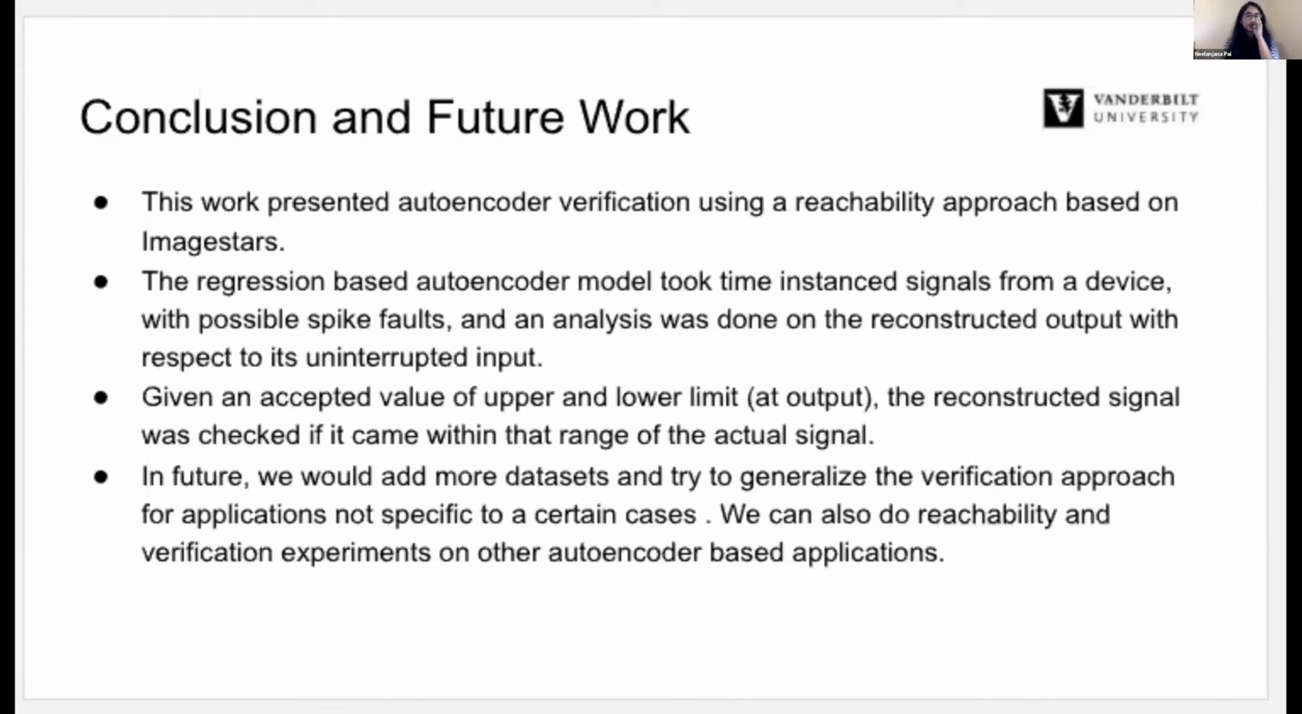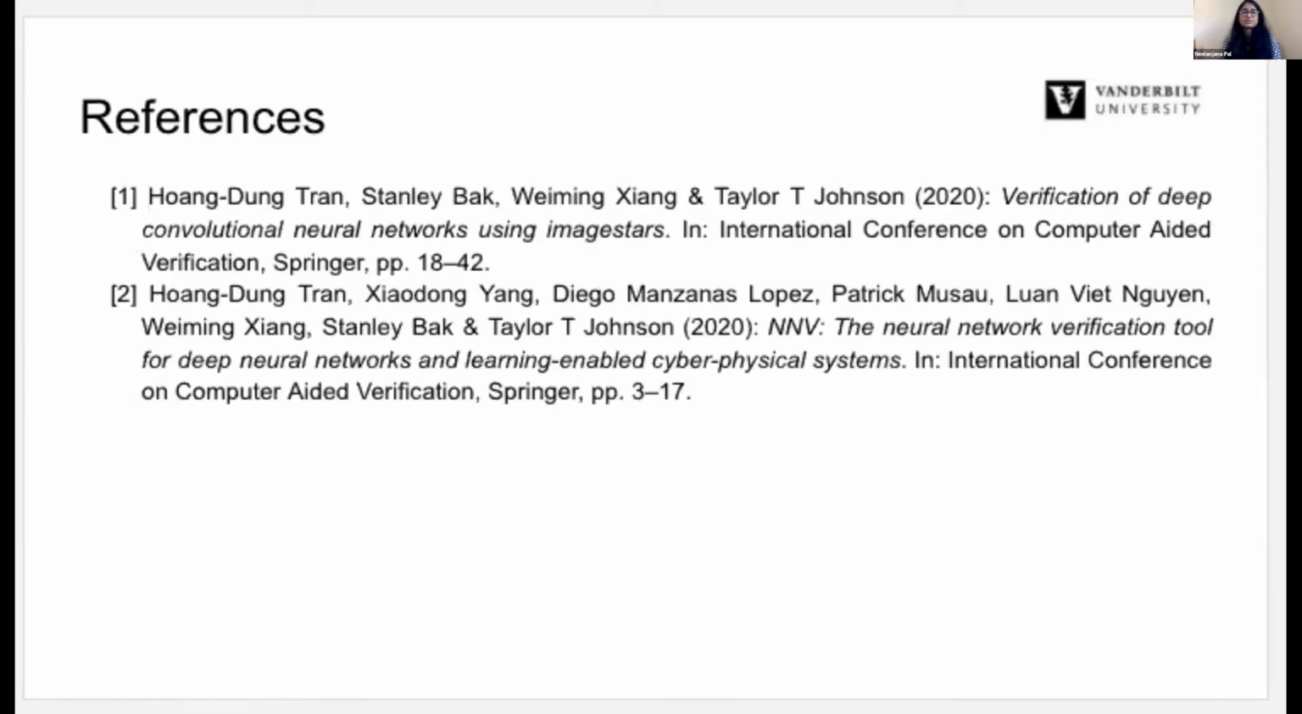But in future, we would like to add more data sets and try to generalize the verification approach, because this case is very specific to some case study. We would like to add more data sets and generalize it, and also diverge into more autoencoder based applications. And this is one of the two main references that we have used.